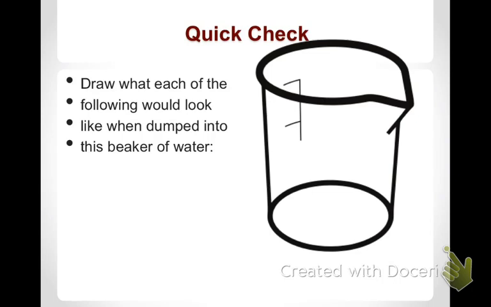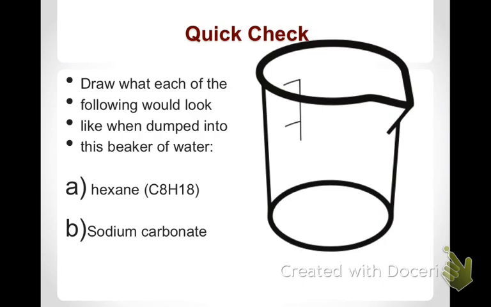So you have hexane, which is C8. Oh, I'm sorry. That's actually a mistake. That's octane, C8H18. And sodium carbonate. And it doesn't really matter that that's actually octane because octane and hexane would do exactly the same thing. So I want you to pause and try it and then see how what you have compares to what I have.